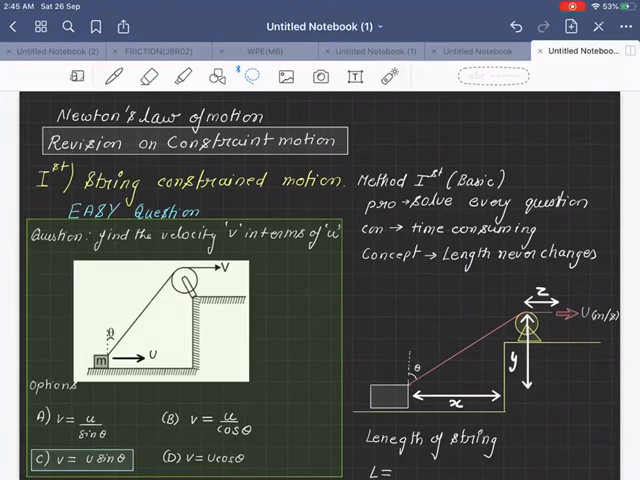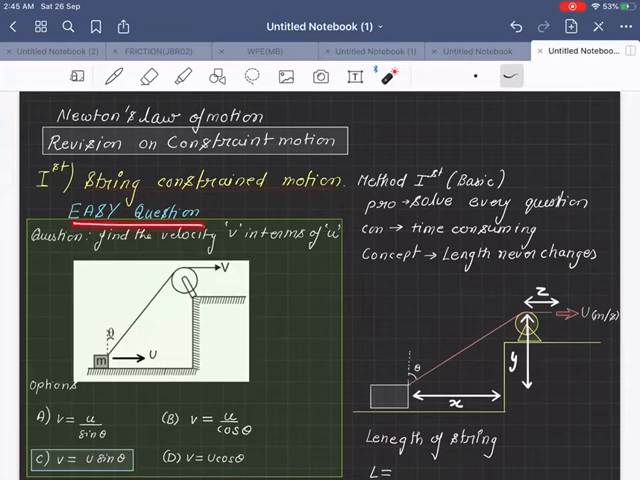Okay, so here we have Newton's law of motion, and in this we have something called constraint motion, which is very important and is involved in every single Newton's law of motion question. If you master this, you can do any question in Newton's law of motion, like literally any kind. First we have the string constraint, and the next one is the wedge, which will be in the next video.